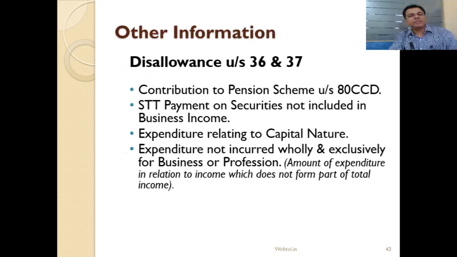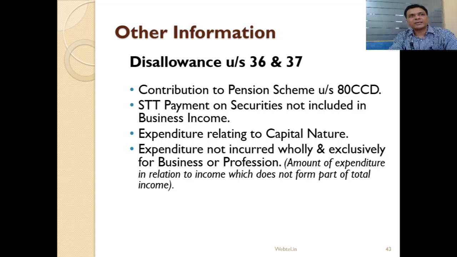Other information in the case of audit cases, some new fields have been added. Disallowances under section 36 and 37. Contribution to the pension scheme under section 80CCD. If there is any disallowance, it needs to be mentioned. Disallowance of STT payment on security is not included in business income. Expenditure relating to capital nature. Expenditure not incurred wholly and exclusively for business or profession.